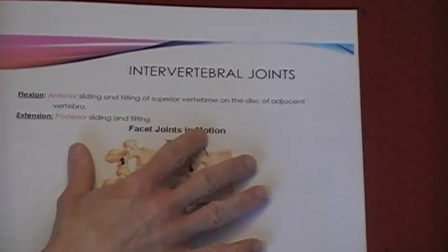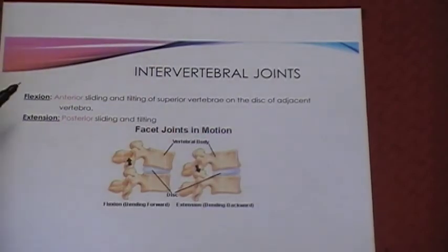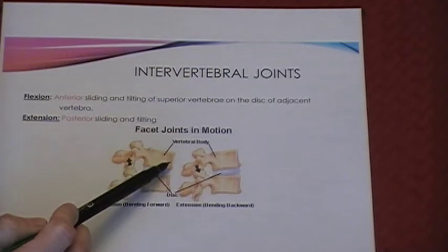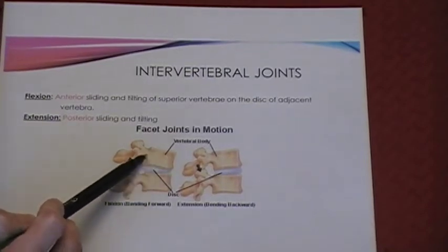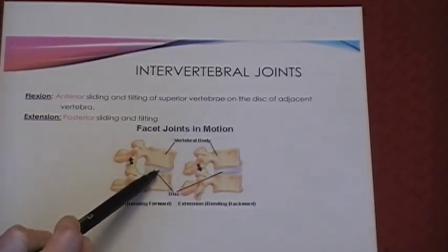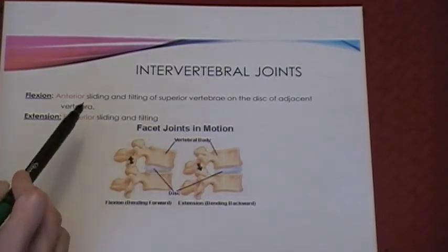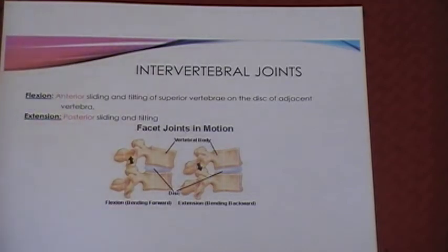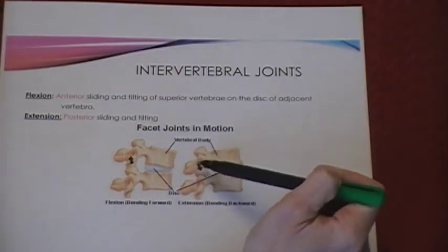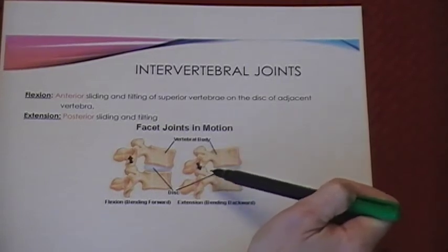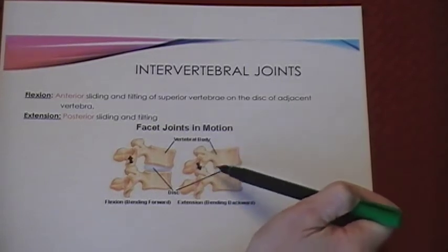Okay, and the next slide will give you a better visualization of that. So you can see with flexion, you're going to have an anterior sliding and tilting of the superior vertebra on the disc of the adjacent vertebra below. So with flexion, you have anterior sliding and tilting. And then with extension, you can see that there's a posterior sliding and tilting. So it's going backwards, that superior vertebral body and the inferior vertebral body with the disc in between.